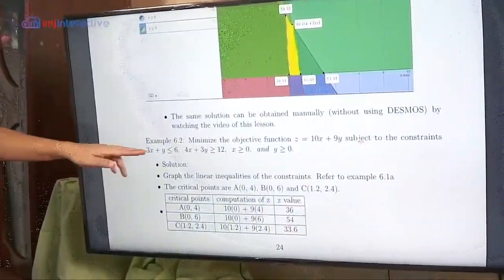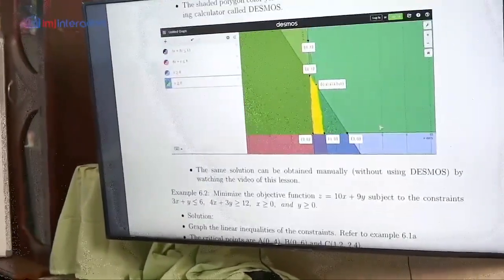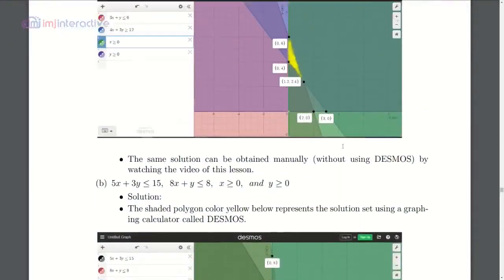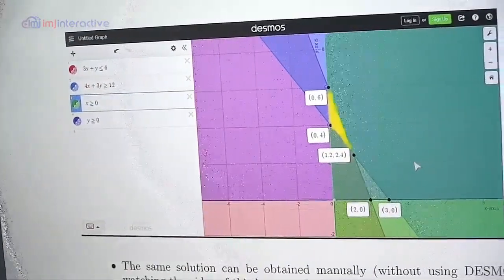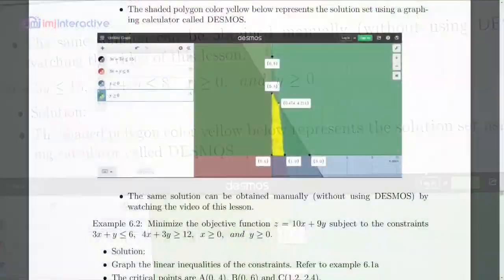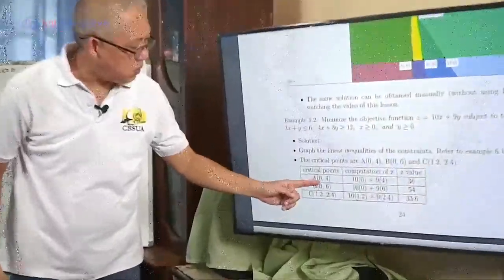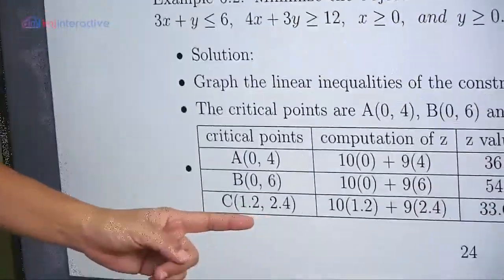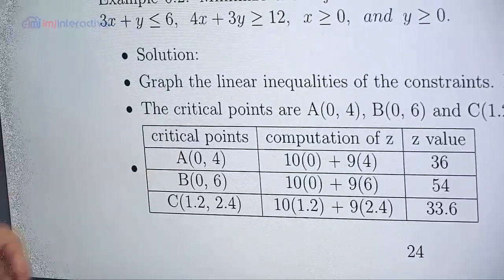So we just have to get the critical points of the first example. And the critical points of the first example are actually here: 1, 2, 3, 0, 6, 0, 4, and 1.2, 2.4. So those are the critical points. In example 6.2, these are the points: 0, 4, 0, 6, 1.2, 2.4. Anyway, this is just labeling the points. You can label it in any order.